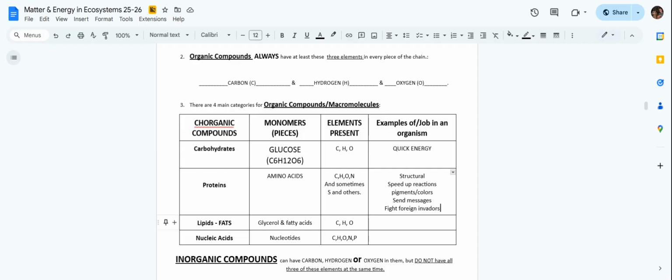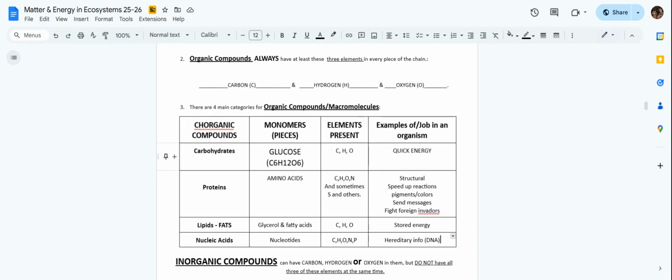Lipids and fats are more like stored energy, and nucleic acids are how we have our hereditary information. They're the directions in our body. Things like DNA, which is deoxyribonucleic acid; NA stands for nucleic acid specifically.